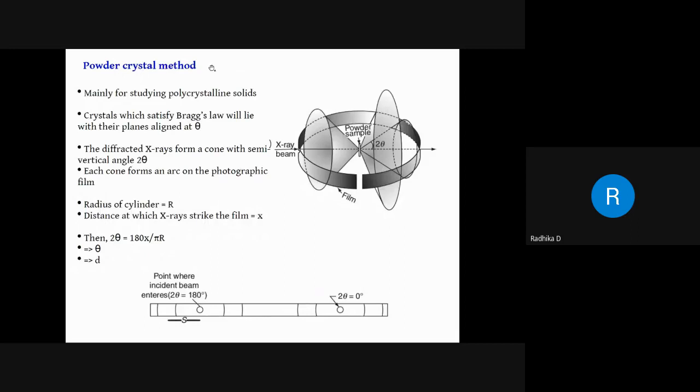So what I am going to do is, instead of taking a single crystal, I am going to consider polycrystalline. In the first class, we talked about polycrystalline. So polycrystalline has multiple crystals. So I'm going to take powdered forms. That means I'm going to take multiple crystals together, and I am going to study the properties of those crystals.